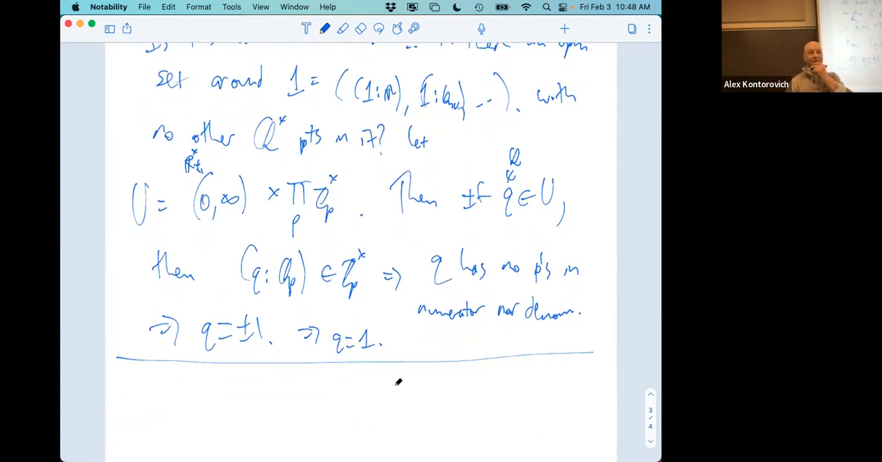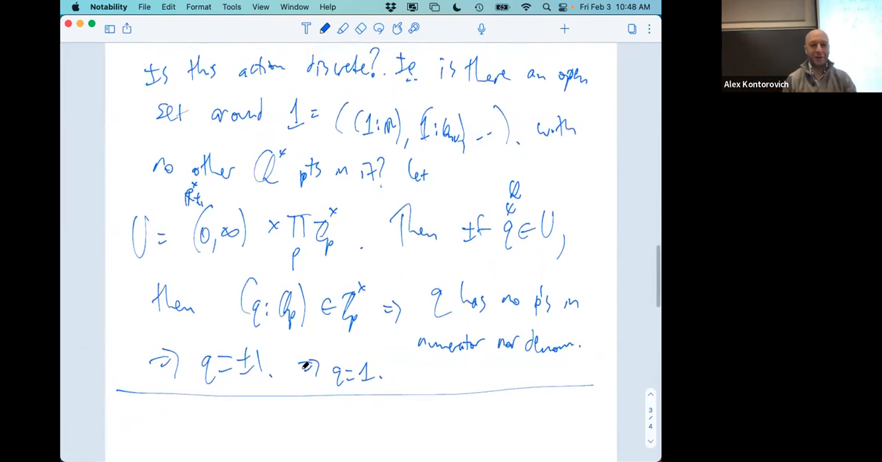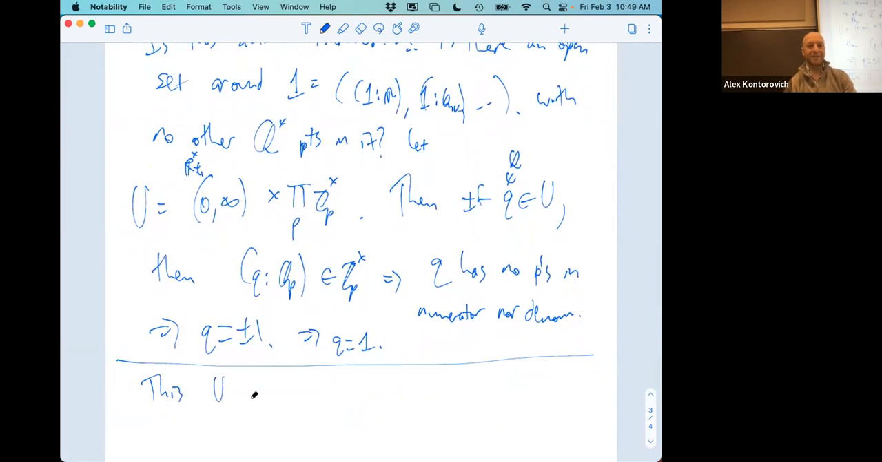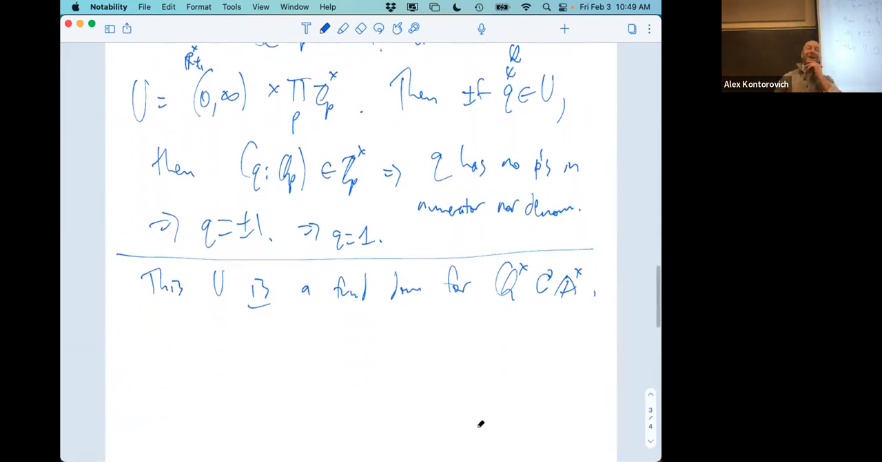In fact, this set that we stumbled into lands in the units of Q. Q is a field, so yes, the things of absolute value 1 in Q. So this U is in fact a fundamental domain for the action of Q star on A star. It's closely related; that's certainly the direction we're headed. Okay, so why is that? Is that clear? Should I say theorem?